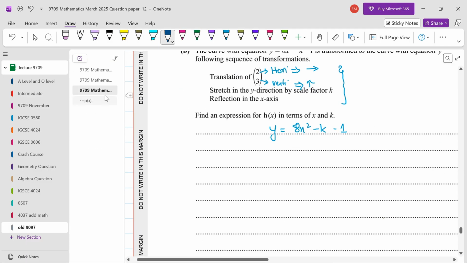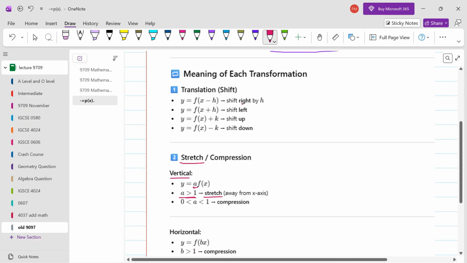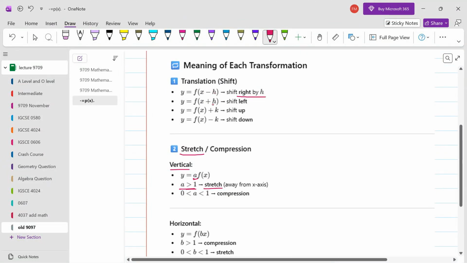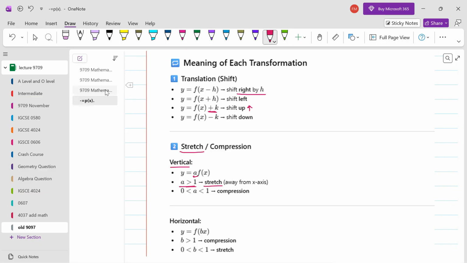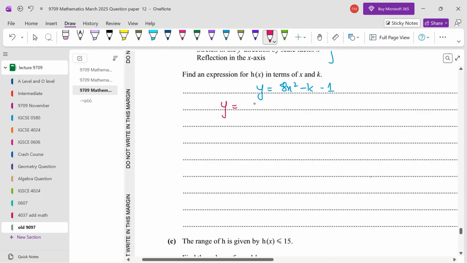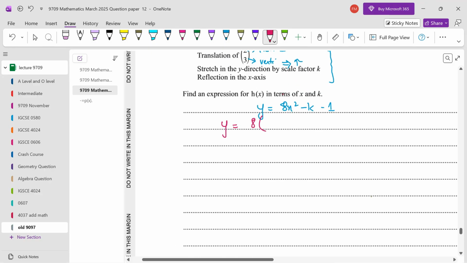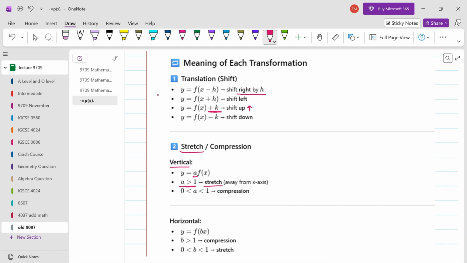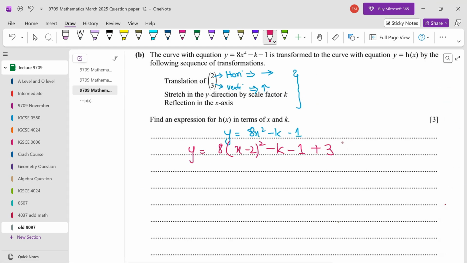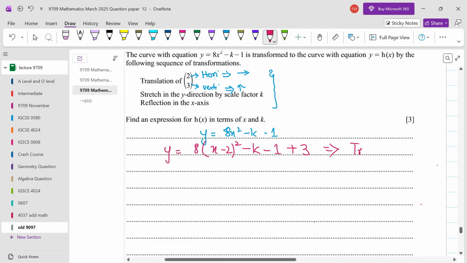When we have a translation towards the right side, in place of x we use x minus h. Similarly, for upward we need to add to the function. So y is equal to 8 times, in place of x we subtract the horizontal translation, so x minus 2 whole squared, minus k minus 1, and for the vertical translation we need to add 3 to the function. So this is the translation by (2, 3).